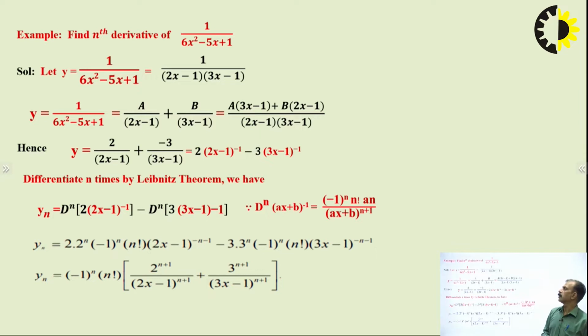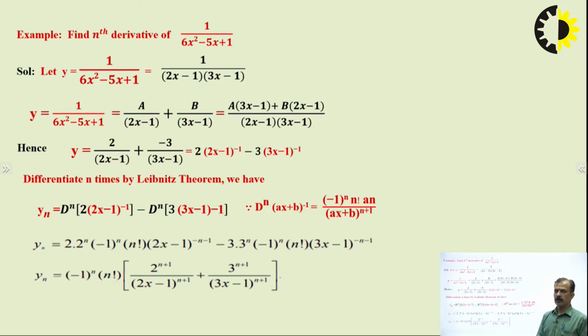But in this problem, we have a quadratic polynomial. So, first we convert this quadratic polynomial into linear polynomials. We can factorize this quadratic polynomial into two linear factors. Here, the two linear factors of 6x square minus 5x plus 1 are 2x minus 1 into 3x minus 1. These are the two linear factors.